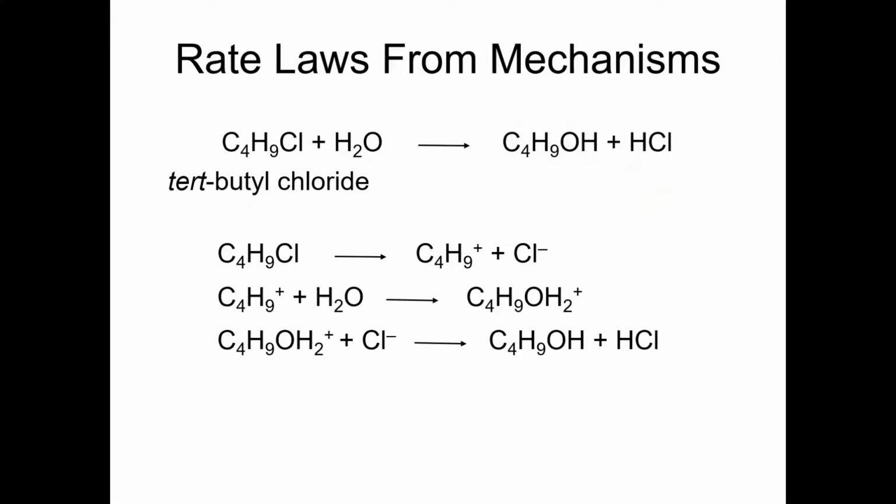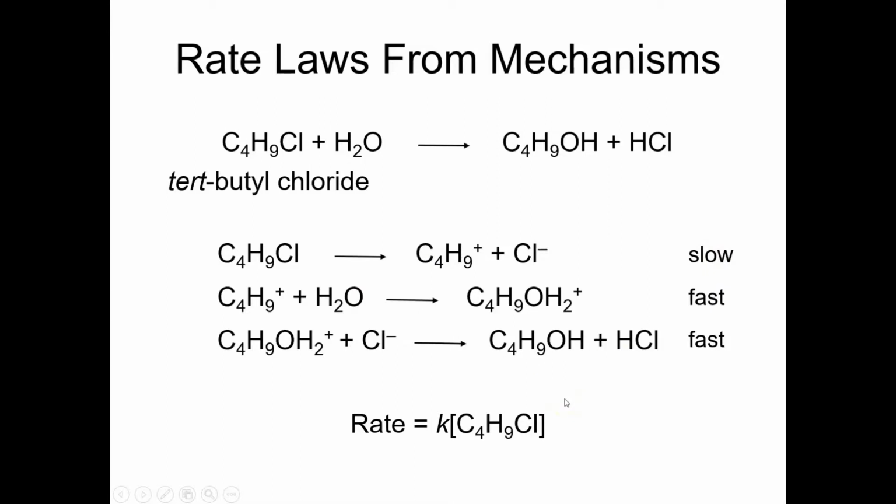Now, when it comes to transition states and what's the rate determining step, it turns out that the first step is the slow step. Therefore, the first step is rate determining. Therefore, the rate law for the first step is going to be the rate law for the entire reaction. And so the rate law for the first step, the slow step, is simply, because it's just unimolecular, one molecule of tert butyl chloride, the rate is going to be k times the concentration of tert butyl chloride. And because that's the slow step, that's the rate law for the entire reaction.